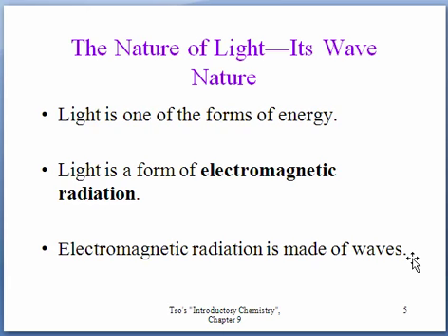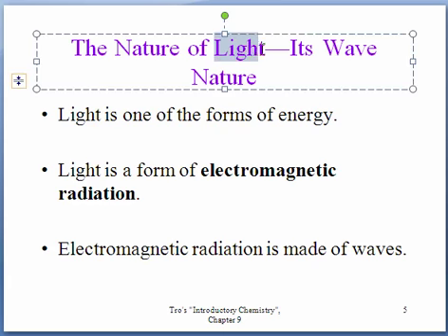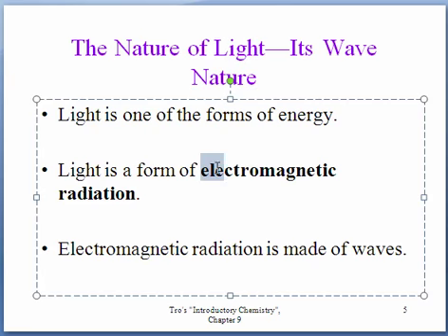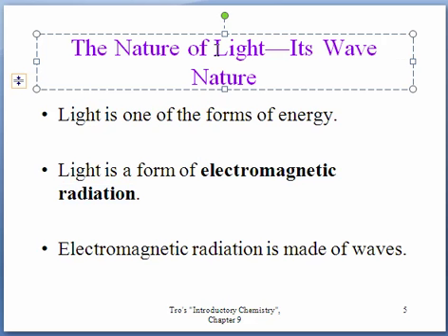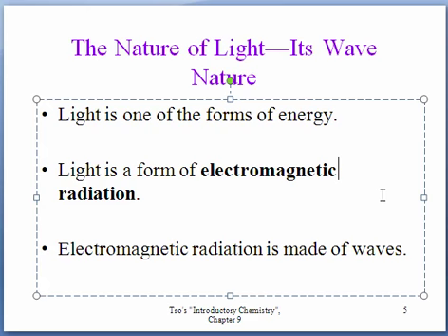Now, in chemistry land, we use the word light interchangeably with electromagnetic radiation. In our everyday life, when we're talking about light, we're talking about visible light. But I just wanted you to be aware of that. When you see light in chemistry land, it could mean any type of electromagnetic radiation. Electromagnetic radiation is a type of energy transfer, and electromagnetic radiation is made of waves. Or actually, I should say, it can be described in terms of wave behavior.